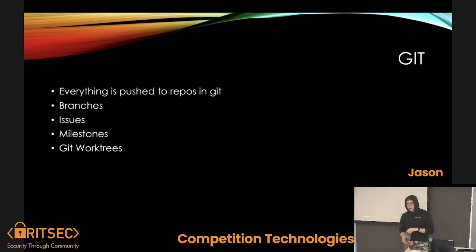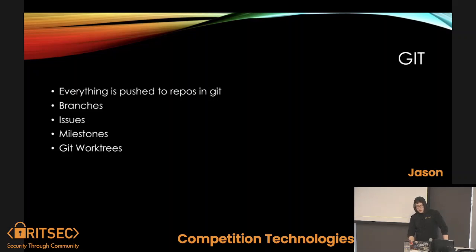So our fourth technology in competitions is Git. We use a GitLab instance to manage our code bases and manage our development cycles, so that way we can share our code, we can have one centralized source of truth, and keep everything organized. There's been plenty of talks about Git as well.